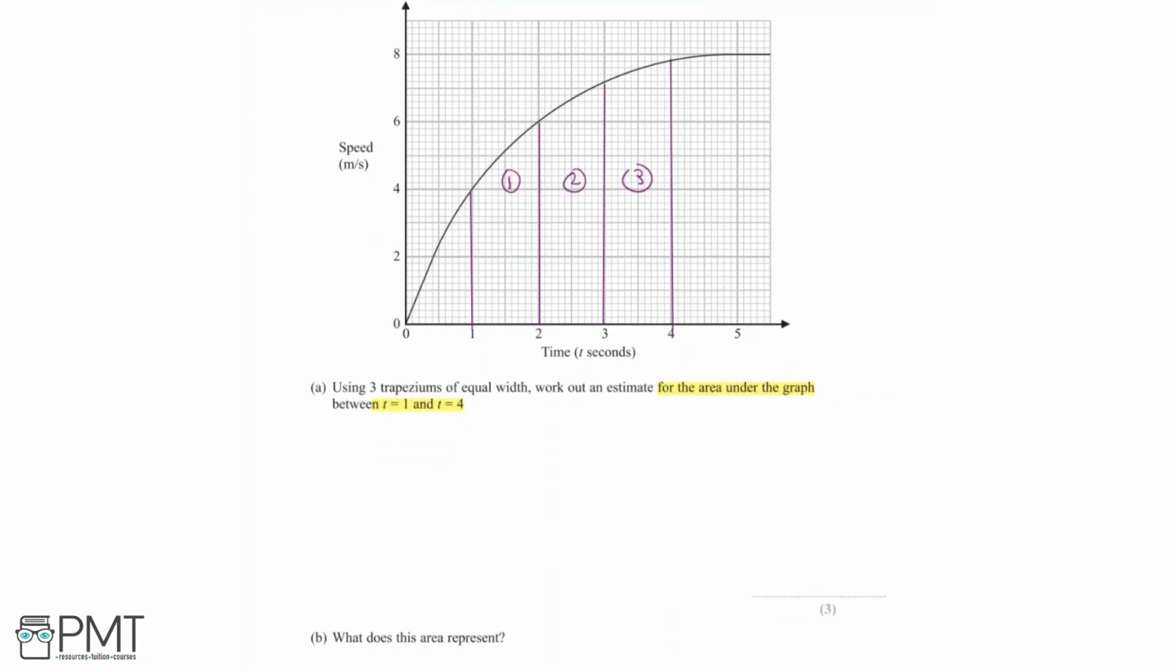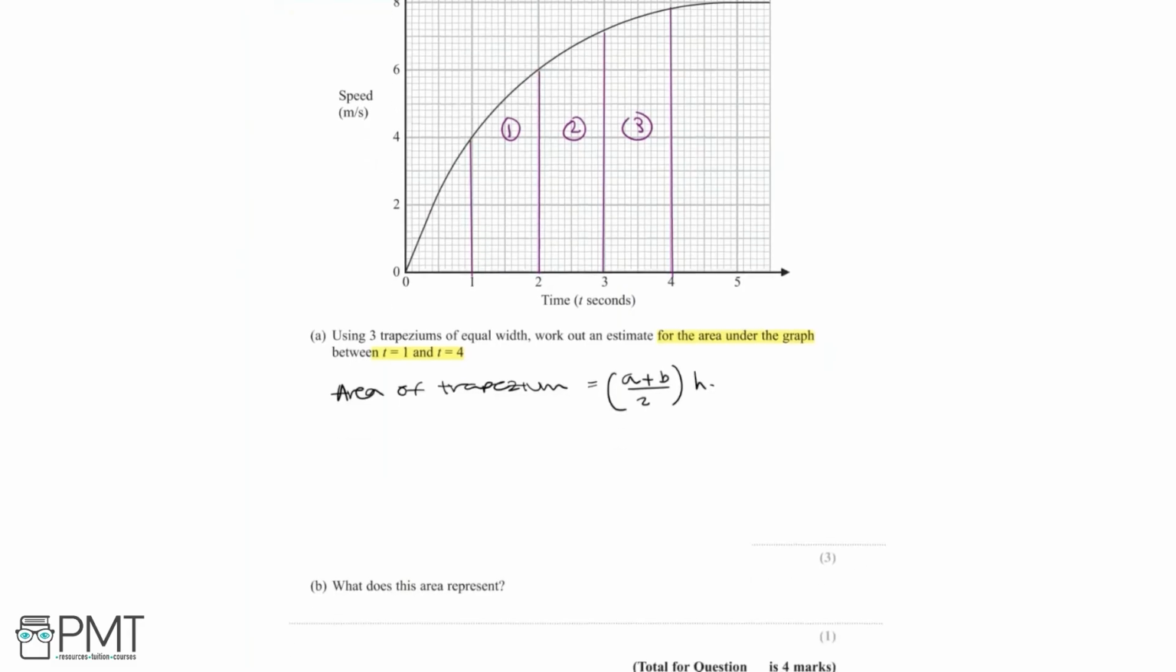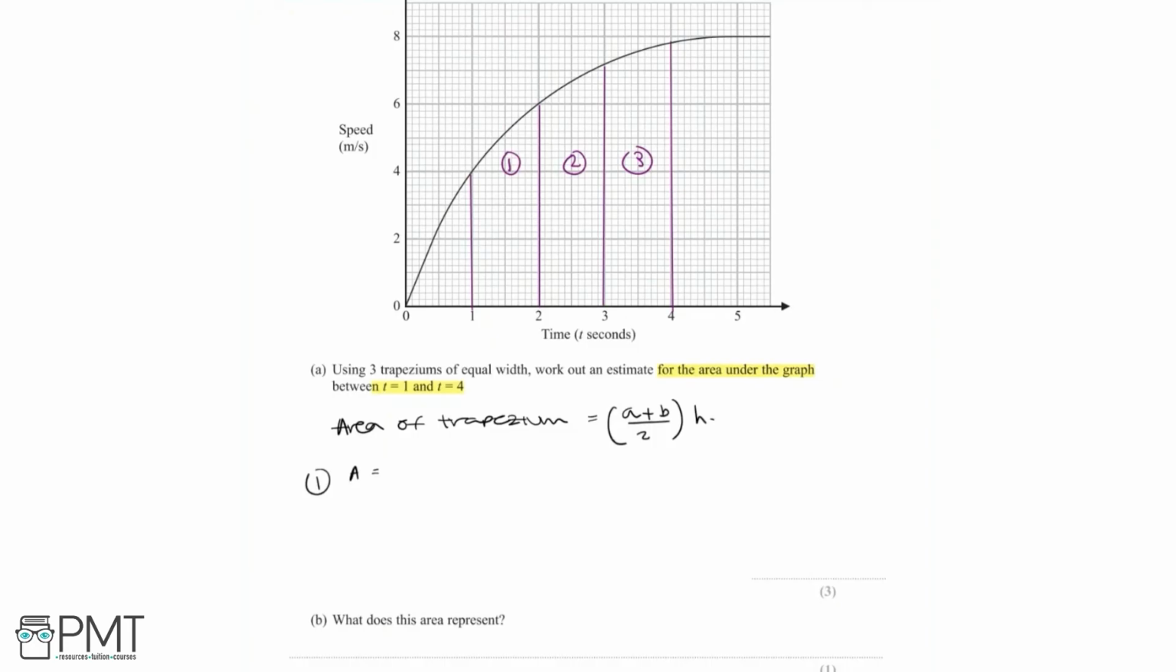Now we need to know the formula for the area of a trapezium before we can continue with this question. And so the area of a trapezium is given by the formula a plus b over 2 multiplied by the height. And so let's find the area of each trapezium. Trapezium 1, the area would be equal to a plus b over 2 times the height. Now in these trapeziums, a and b would be the 2 purple lines on each side of the trapezium, because you can see that they're the 2 parallel sides. And now the height will be the same for each of the trapeziums, which will be equal to 1 second.